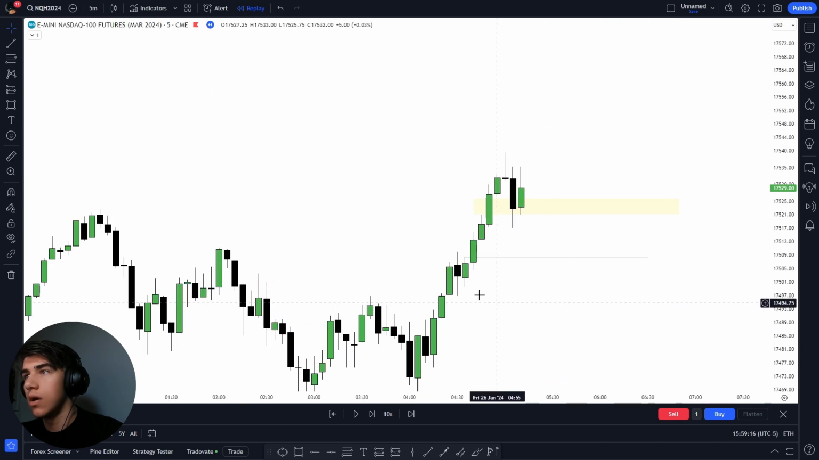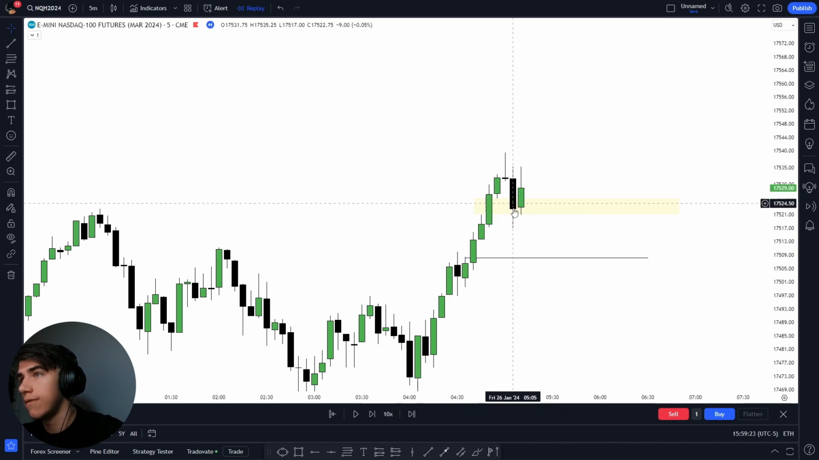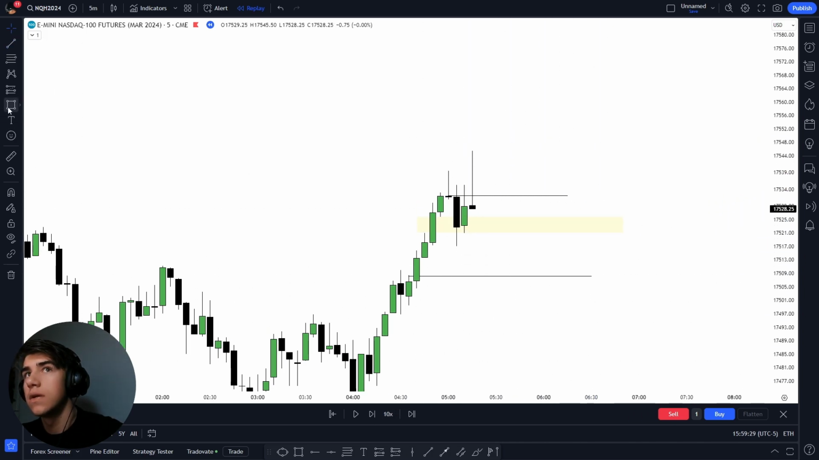So if we went along straight off of this, we could go along here. But if you want to make it higher probability, you want to wait for this to become an order block, meaning that we get a candle closure above here. Let's see what happens. The next candle does close above it.